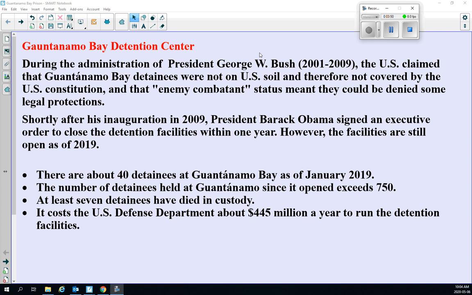But it's an example of illiberalism in that it's the American government that runs Guantanamo Bay. And there is no doubt that prisoners would be denied basic rights and freedoms while they are in Guantanamo that they would get if they were prisoners in America.